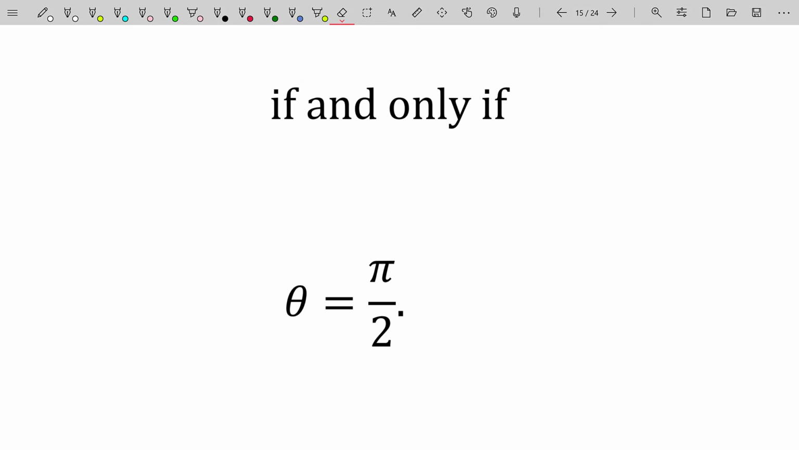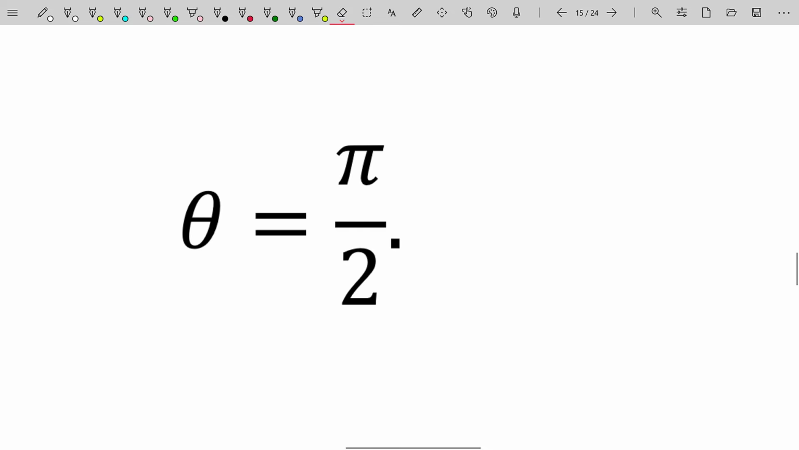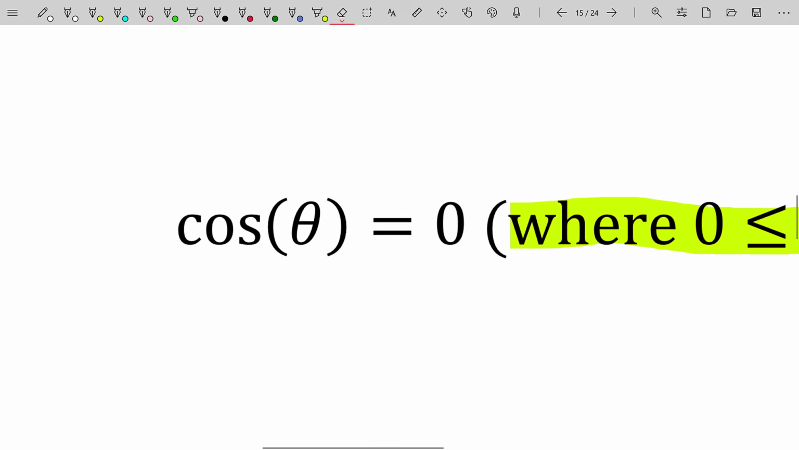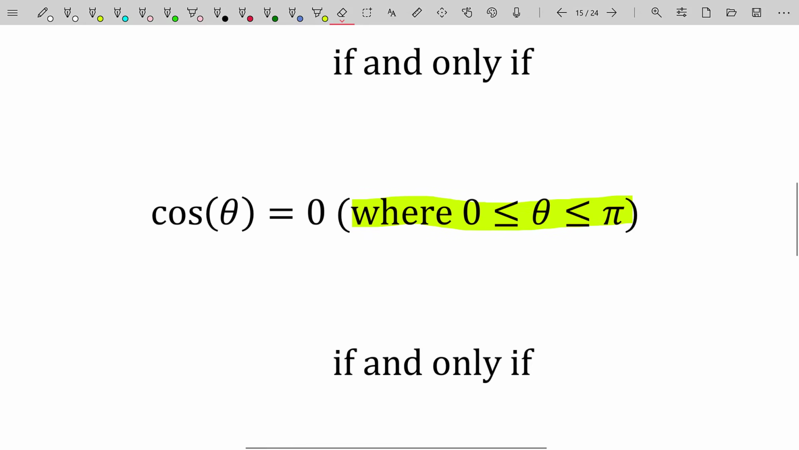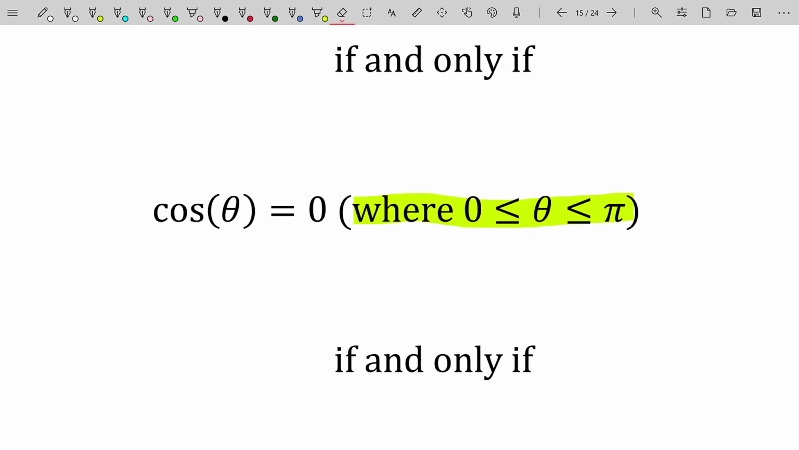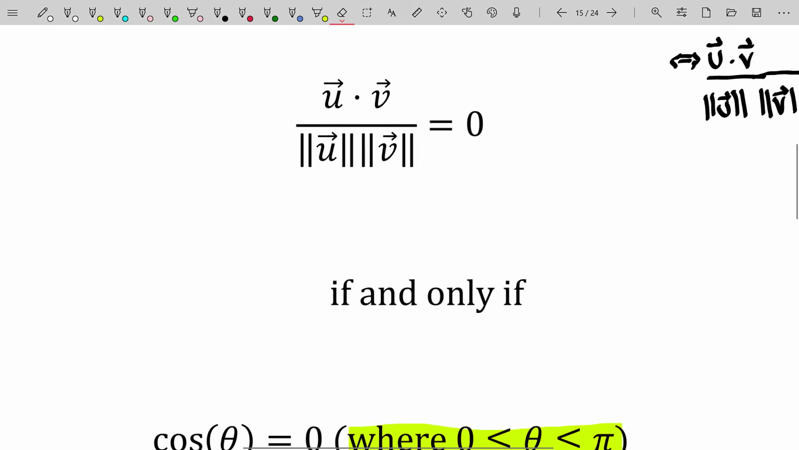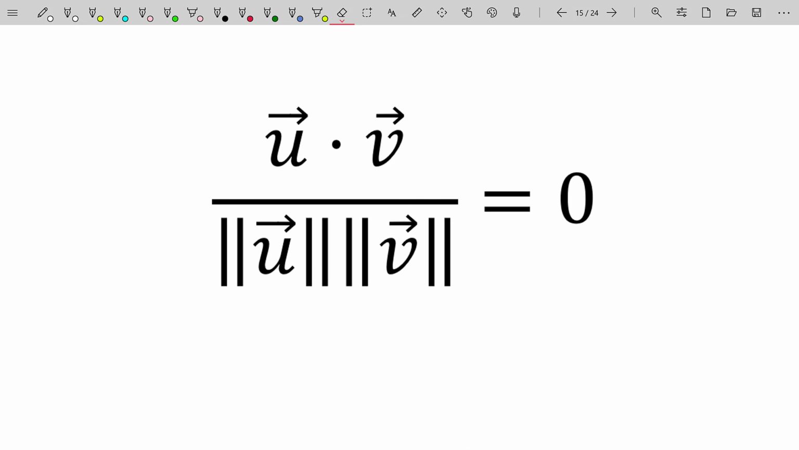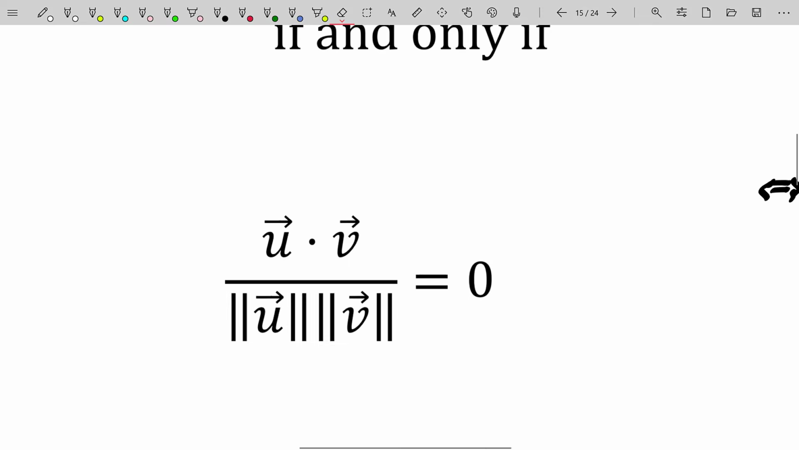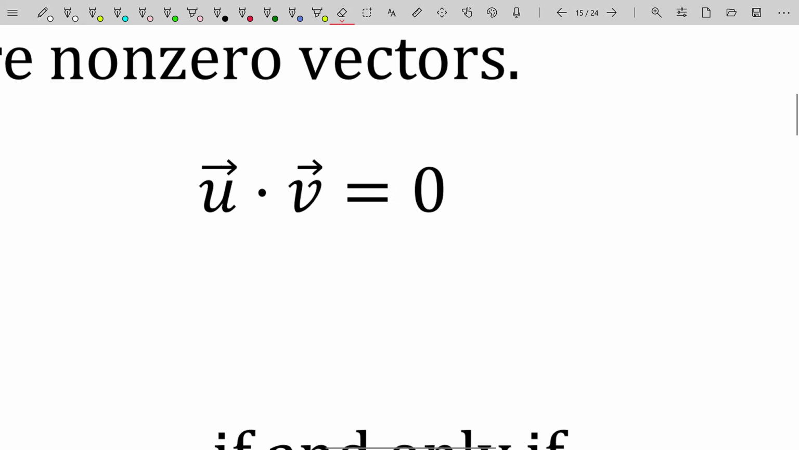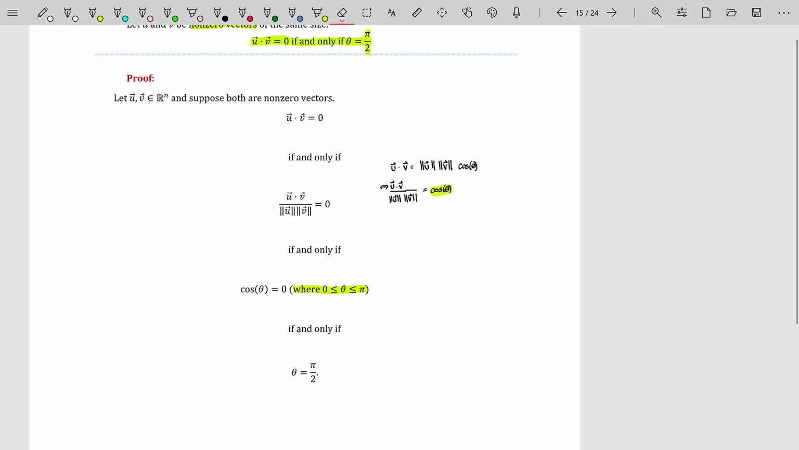Going backwards, if I'm handing you an angle of pi over 2, you would say, great, that means the cosine of that angle is 0. By the way, that angle is between 0 and pi. And then you would say, well, if that angle is actually the angle between the two vectors u and v, then I can trade out the cosine of theta for u dot v over the magnitude of u times the magnitude of v. So this equation must be true. But the only time a fraction is 0 is if its numerator is 0. So I've proven both directions.